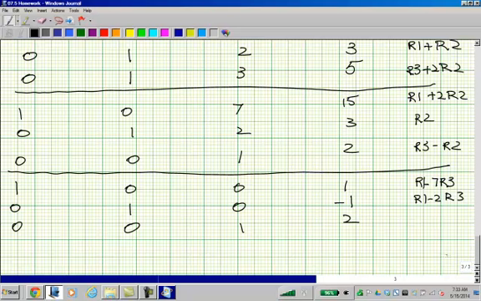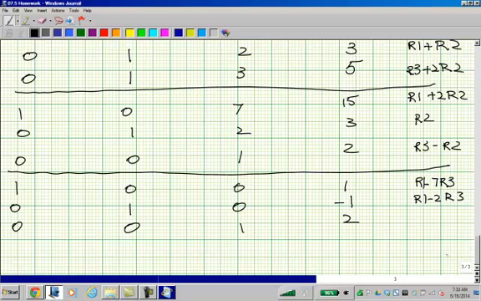So now I'm going to take R sub 1 minus 7R sub 3. And that'll give me a 0 here. R sub 1 minus 7R sub 3, and it gives me 1, 0, 0, 1. So I now know that x sub 1 equals 1. And then I take R sub 1 minus 2R sub 3.